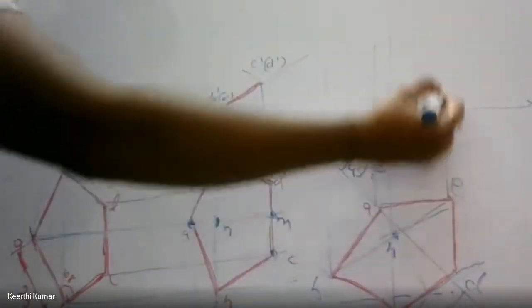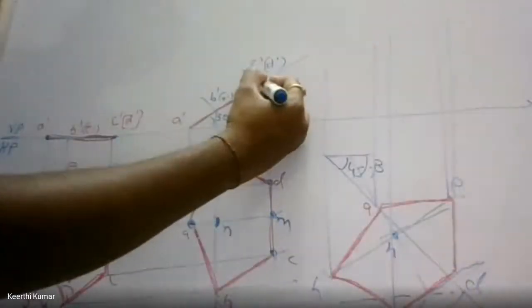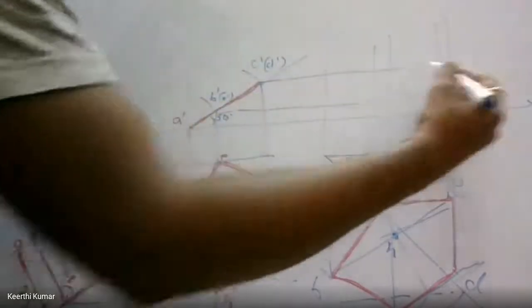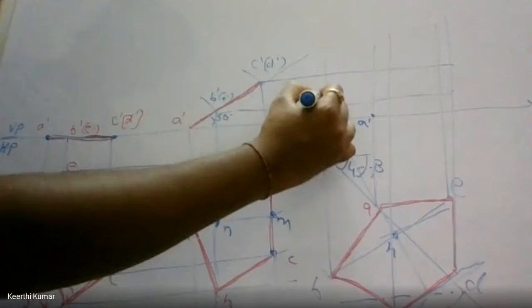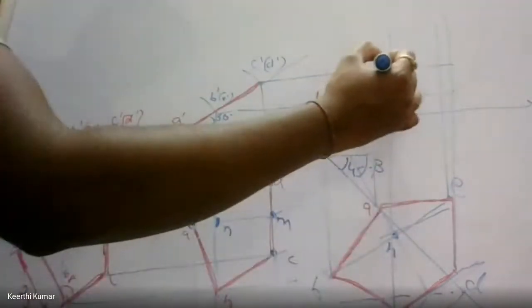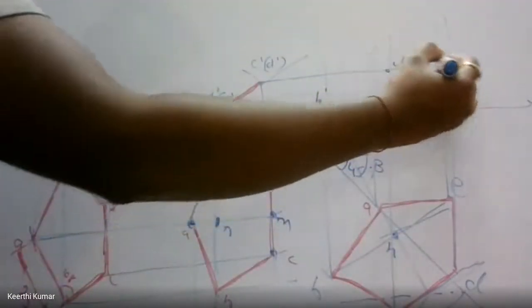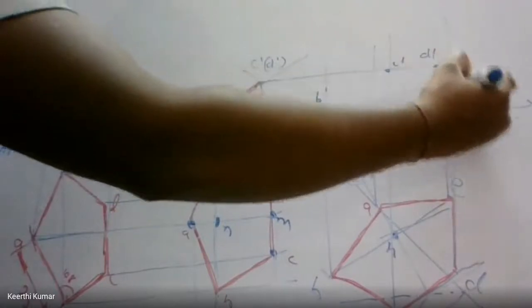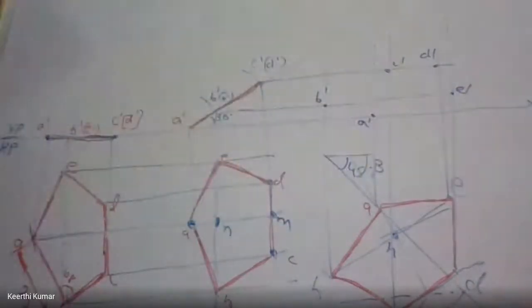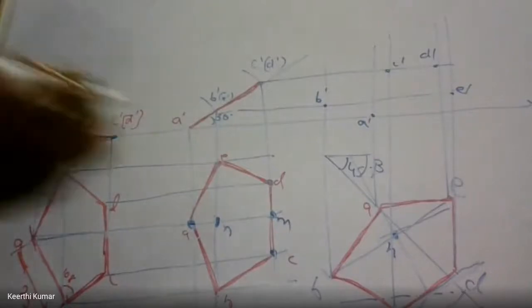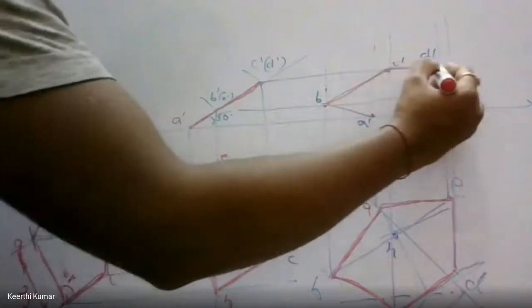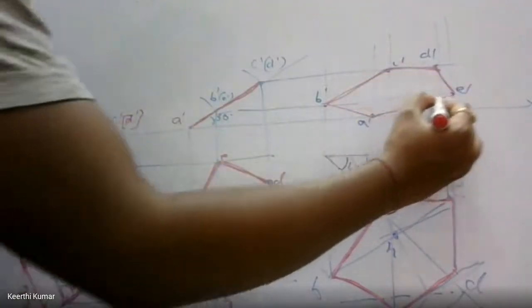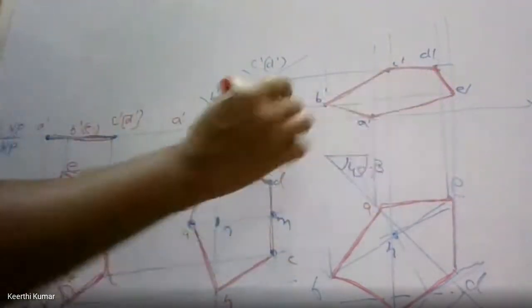B, A, C, E, D. So where you'll get this is A dash, B dash, C dash, D dash, E dash. Join that. You'll get an image with the proper A to B, B to C, C to D, D to E, E to A. Remember, I have not used any instruments.